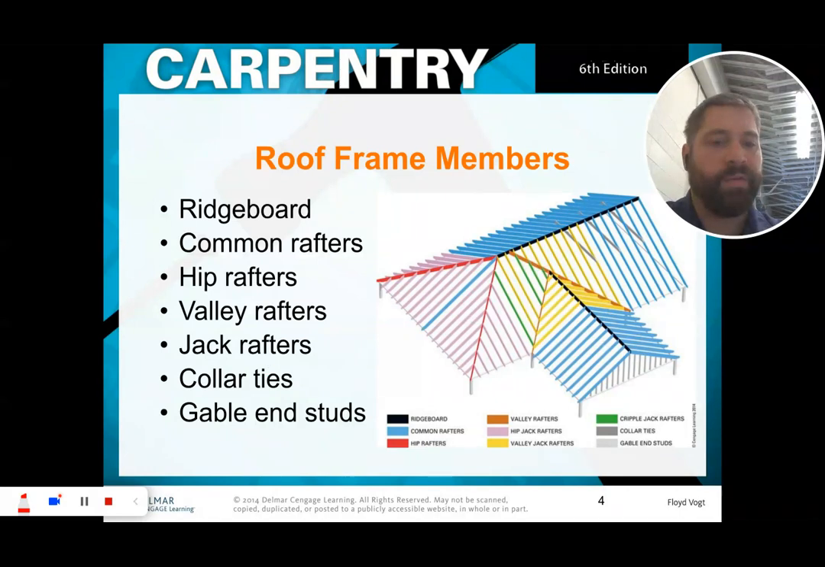The next that we have are the jack rafters. If we look at the hip jack rafters, we have these right here. Now these are coming off the hip rafter, right? The next that we have are our valley jack rafters. So these are going down into this valley, right?